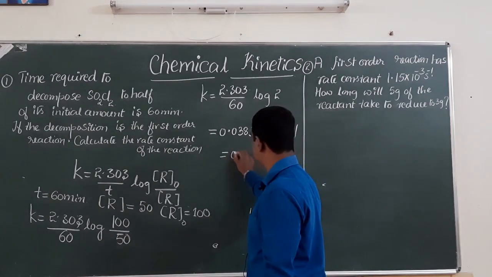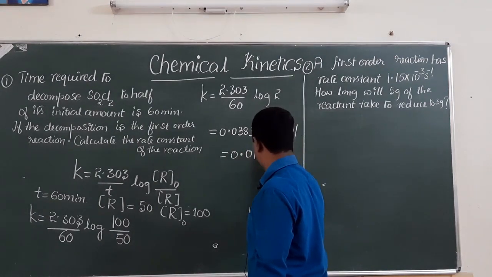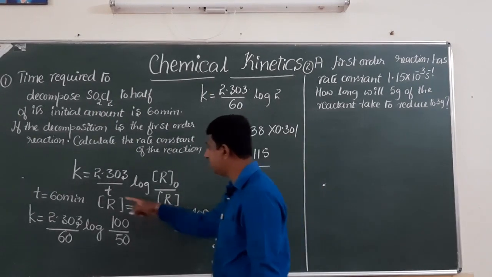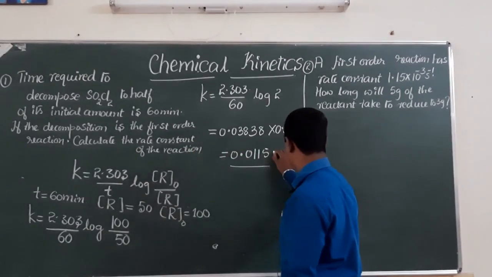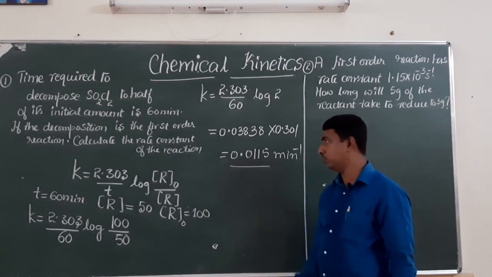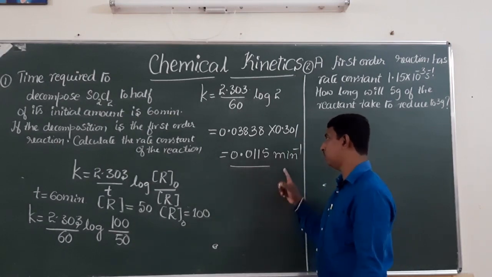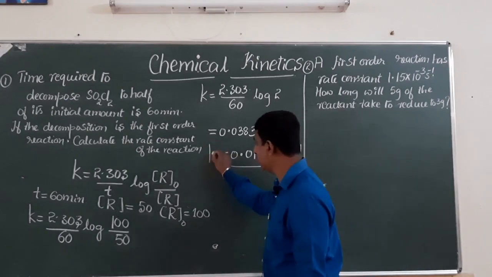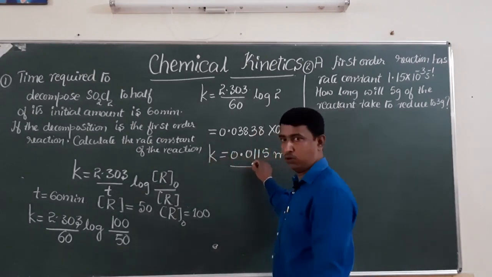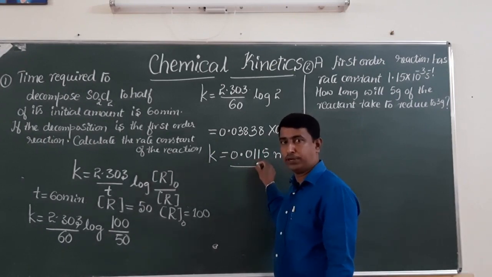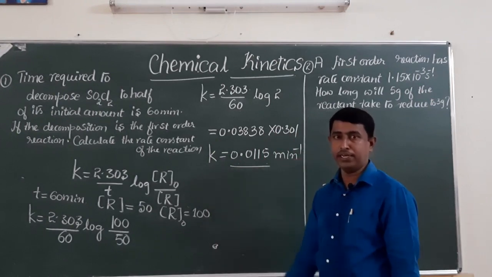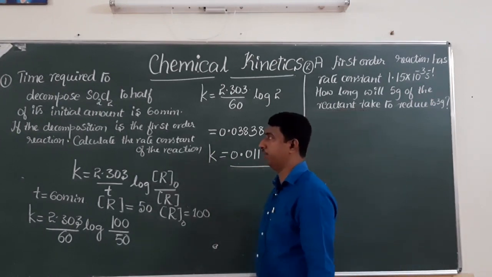It is equal to 0.0115. Since time is in terms of minutes, the unit of k is minute inverse. So the final answer: k is equal to 0.0115 minute inverse. So that is the first question.